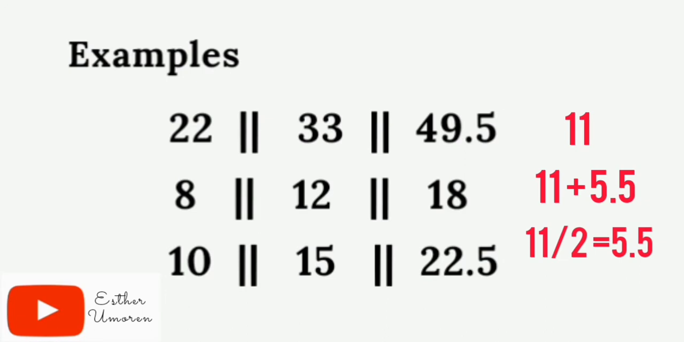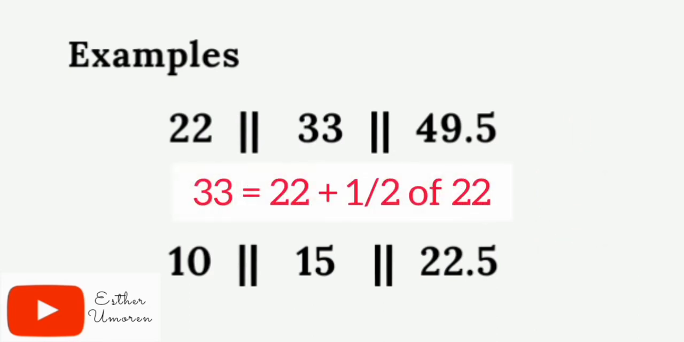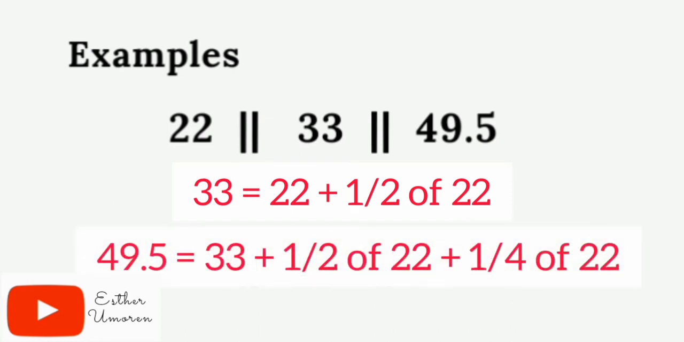So we can boldly say that the second number is gotten by adding the first number to half of it, while the third number is gotten from adding the second number to half of the first and a quarter of the first. In this case, 33 plus half of 22, 11, plus a quarter of 22, 5.5 gives 49.5. So let's see if it works with the others.